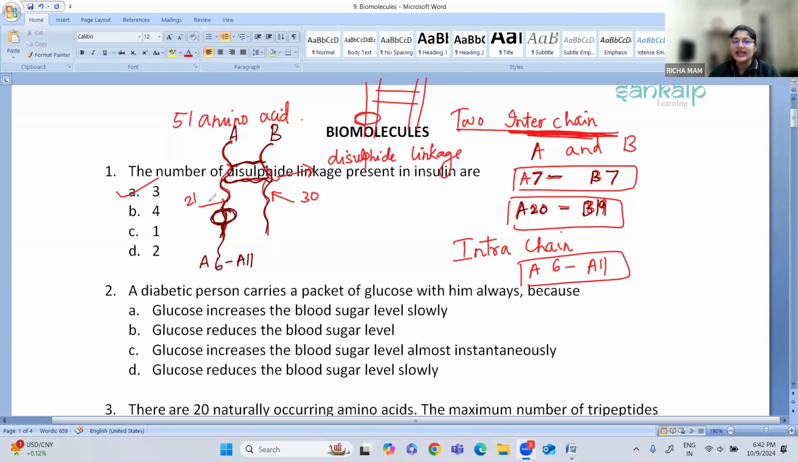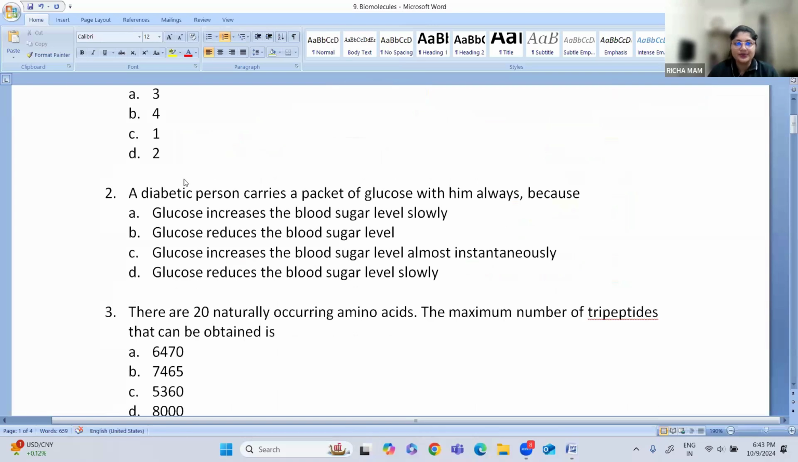Because A has 21 amino acids, within the same chain it has one more intra disulfide linkage. It is called an internal disulfide linkage. So there are a total of three disulfide linkages. Okay. Let us go for the next one.